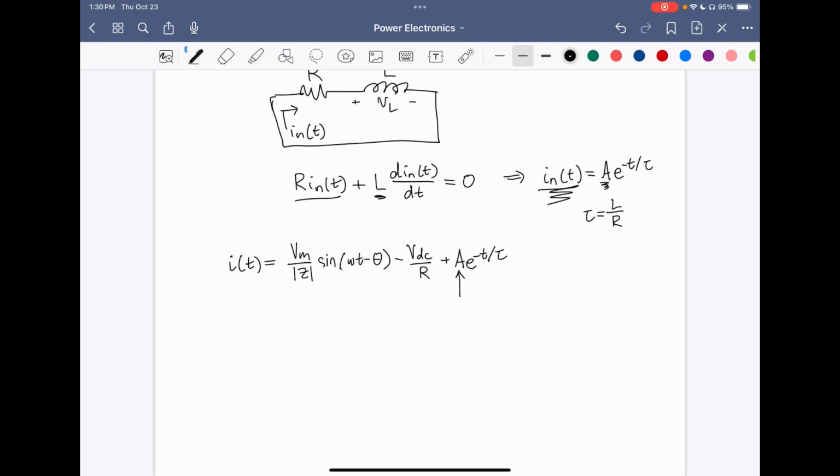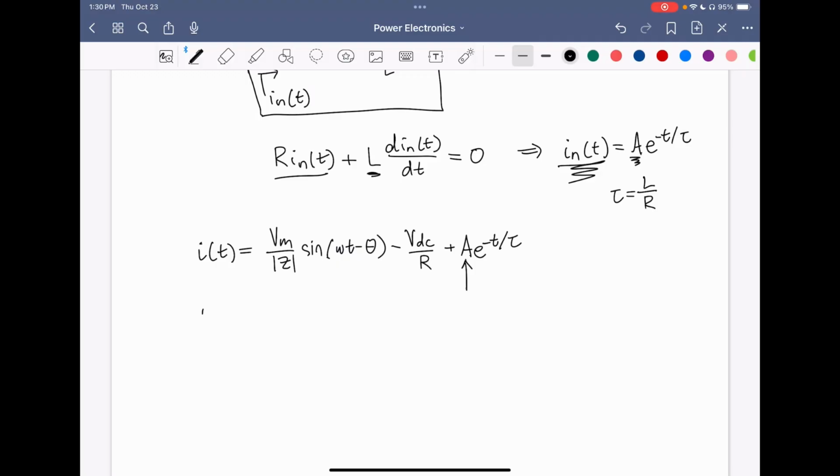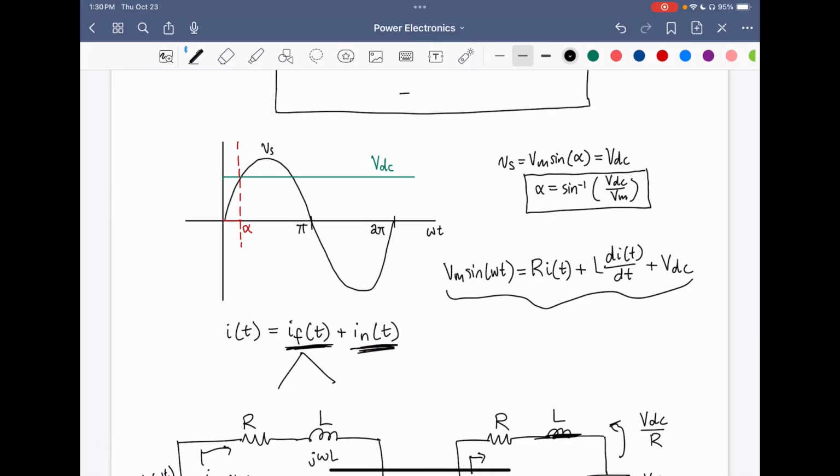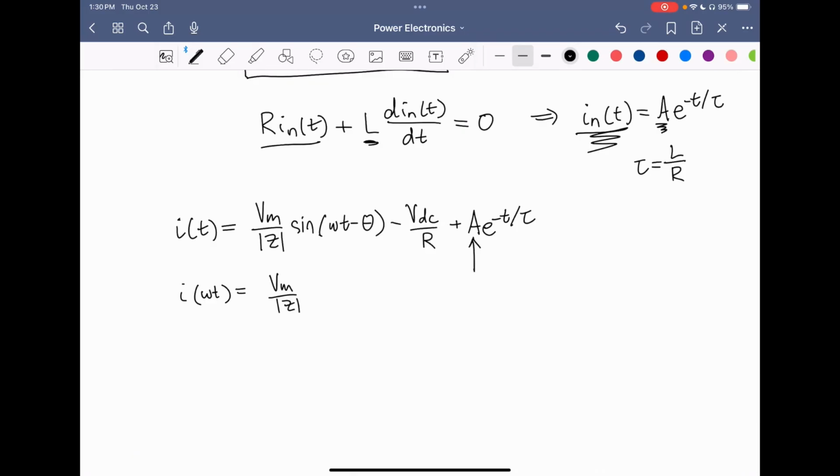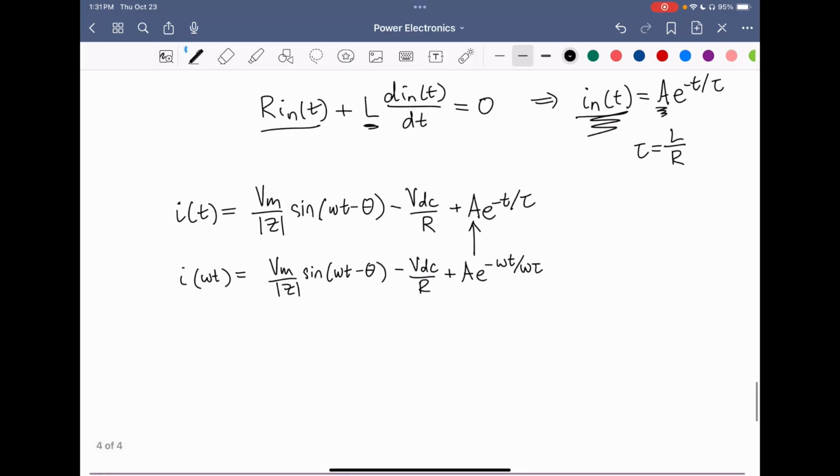And one more thing, let's write I of t as a function of omega t, because we've just been drawing our graph on this omega t scale. So instead of time in absolute seconds, we're just doing time in terms of radians, where 2 pi is equal to the period. So in this case, I of omega t is, so this term we keep the same. VDC over R doesn't depend on time. But just this exponential term, we're going to add a omega t. Since we multiplied on top by omega t, we also need to divide on the bottom by omega tau. So this is our expression, and we need to find the value of A.